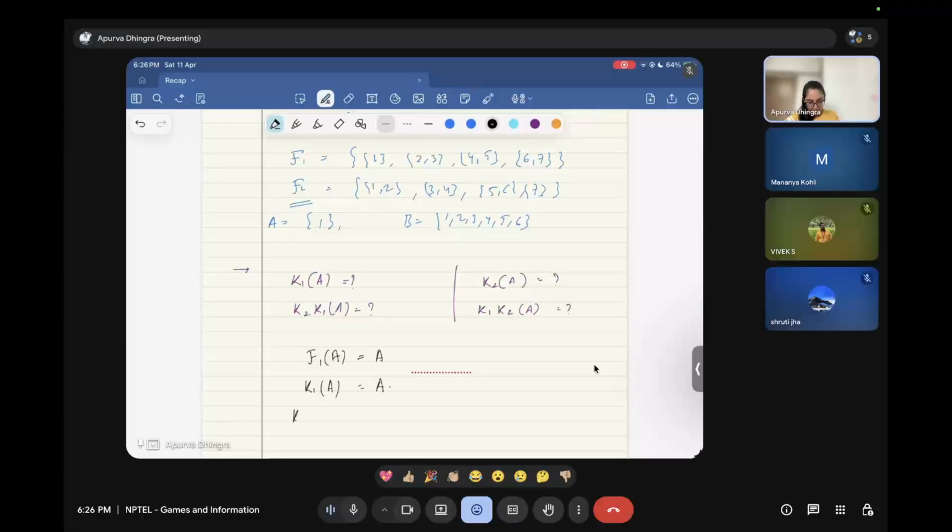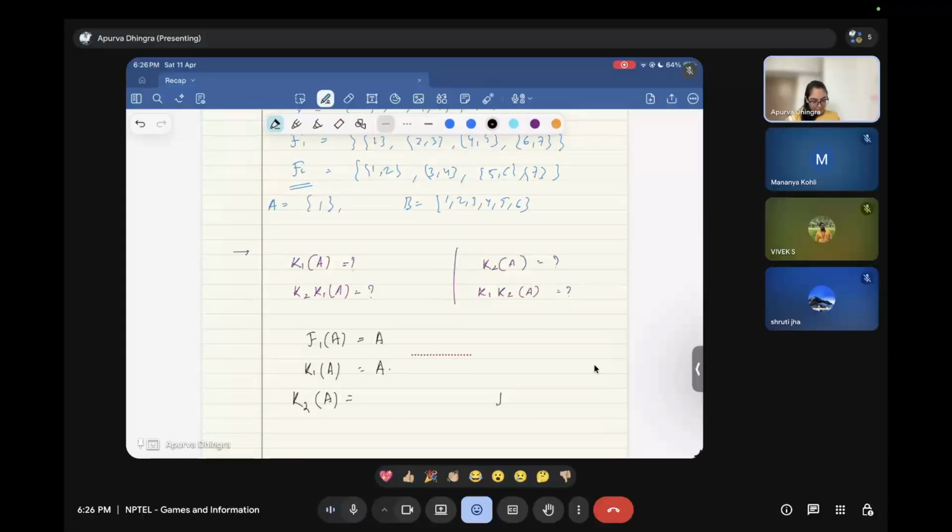Next would be to try and understand what is K2 of A. K2 of A means we look at any of these, for example. So let's say I'm talking about the state 1. Then what is the partition of this? The partition of this is actually 1 and 2. Player 2 cannot distinguish between states 1 and 2, and hence that's what it is.